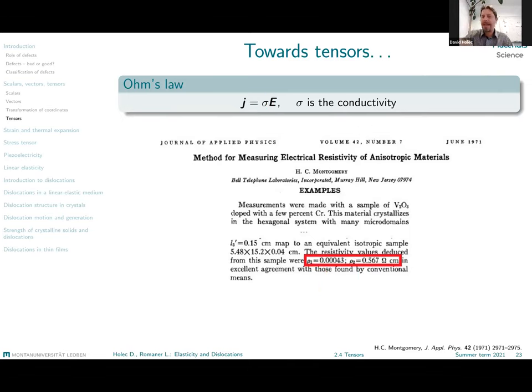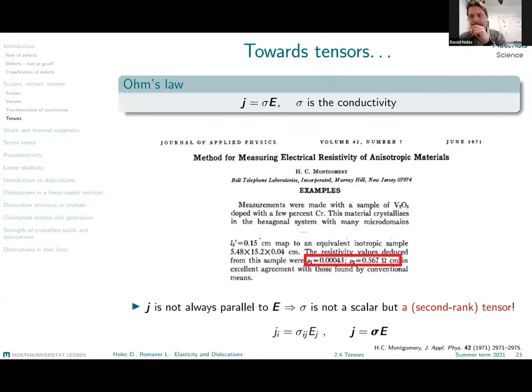And if you then accept that resistivity is not expressed by a single number but by a matrix of numbers in a given coordinate frame, you would end up with a vectorial relationship, rewriting Ohm's law from above into this form. Here now we have the vector, matrix, and vector, which means that the electric flux is not always parallel to the applied electric field.